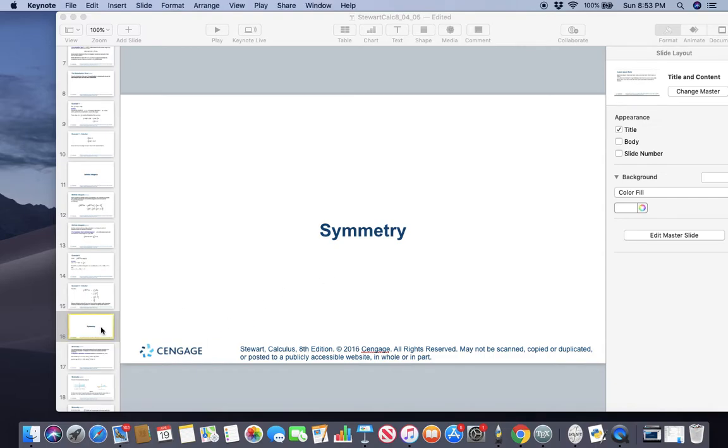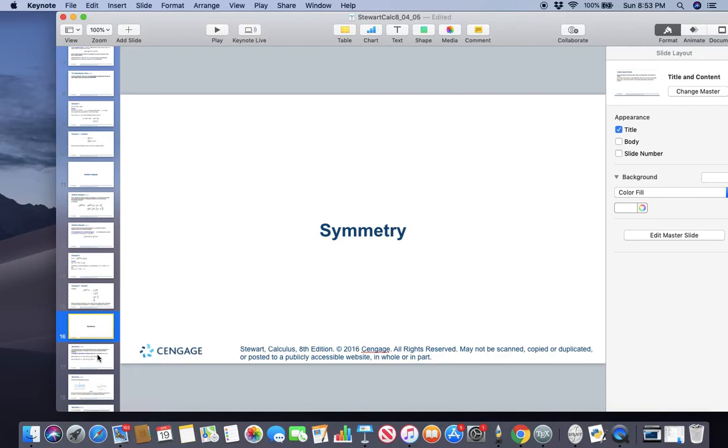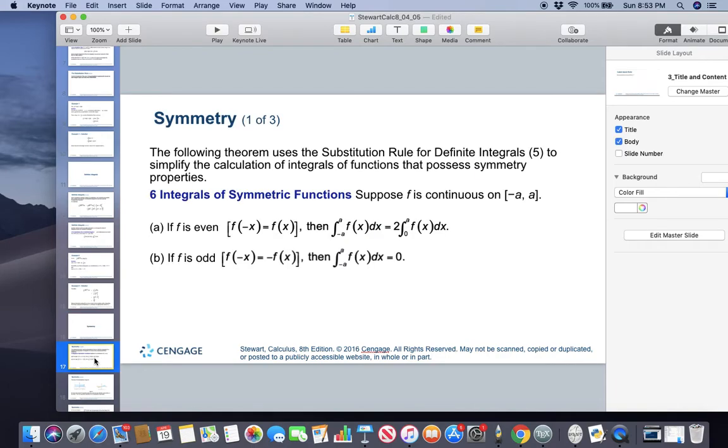Topic is symmetry. What happens if your function is even or odd? This is an interesting exercise. Integrals of symmetric functions. Suppose f is continuous on negative a to a.